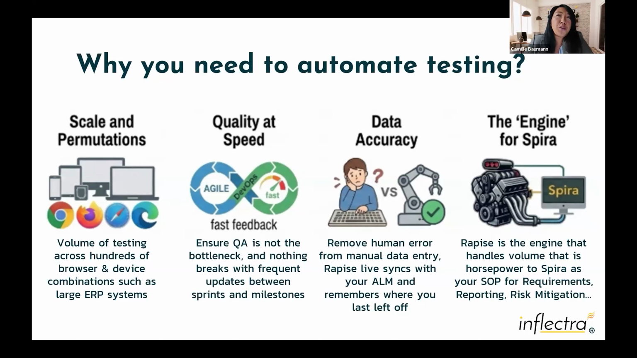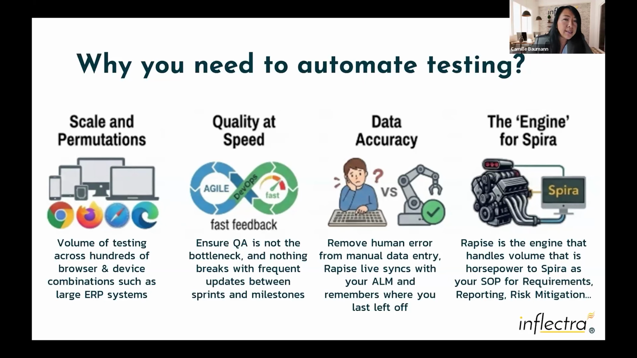It also helps you do testing at speed, ensuring that nothing breaks between sprints or updates or milestones, even from third-party software. So every time your ERP system does an update, you can make sure none of your custom code breaks, and have that test cycle done so that QA is no longer the bottleneck to going live with a release.